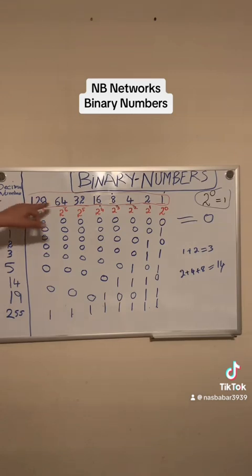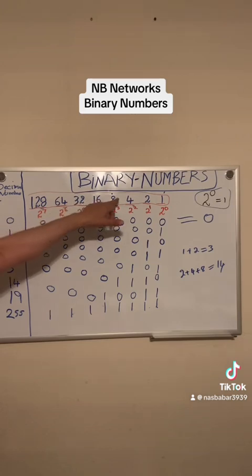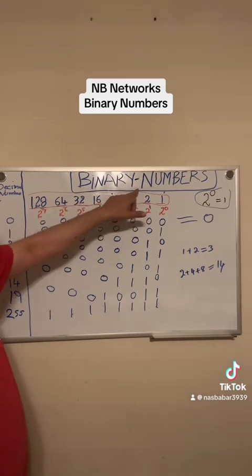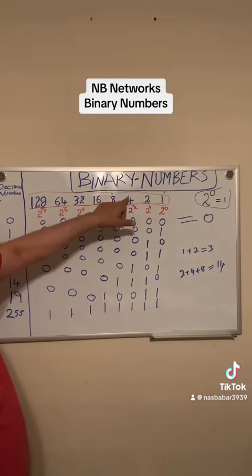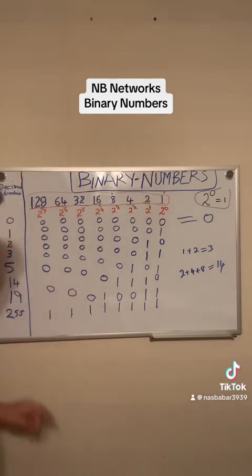If you add all these numbers right here, 128 plus 64, 192, 192 plus 32, 224, 224 plus 16, 240, 248, 252, 254, and plus 1, 255. So that's how you get that. So these are the numbers with which we play around in figuring out IP address, subnet, in other words.